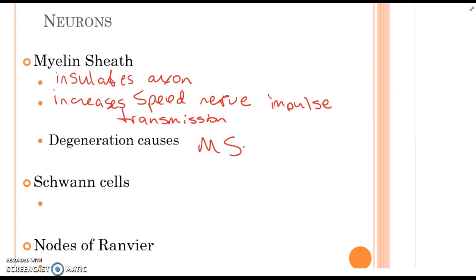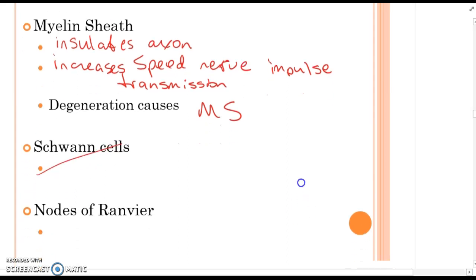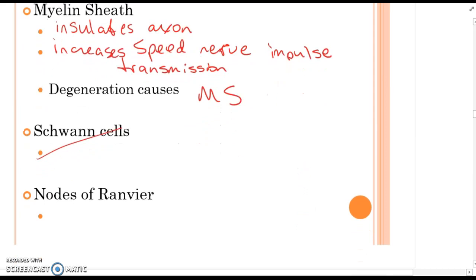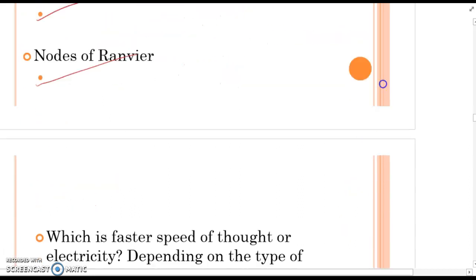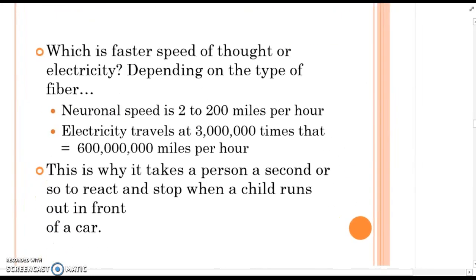And the Schwann cells, those are layers of the myelin sheath, but actually I'm not going to ask you about those. And then the nodes of Ranvier, that's in between the Schwann cells, so I'm not going to actually ask you about those either. So let's go ahead, and I think this is pretty interesting.